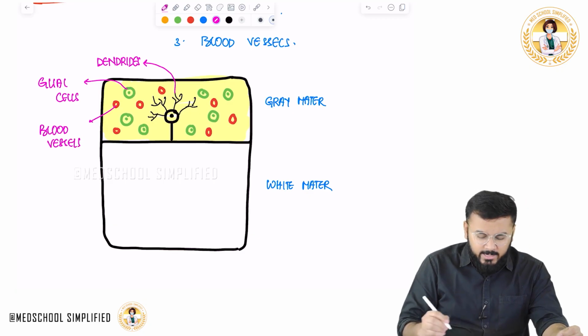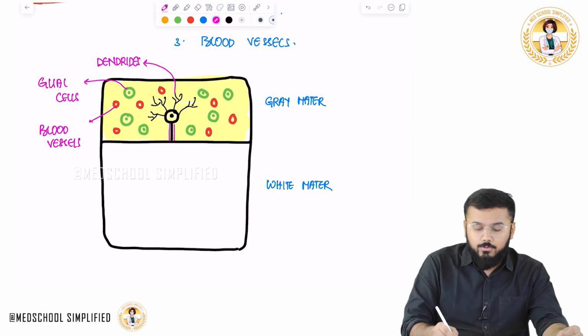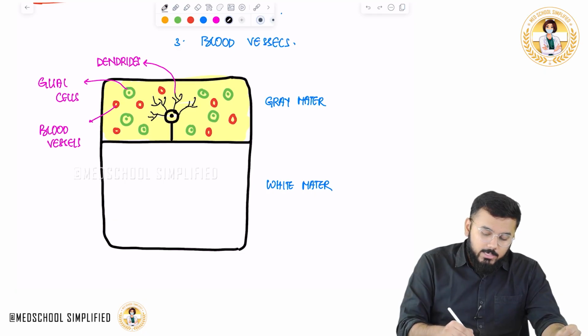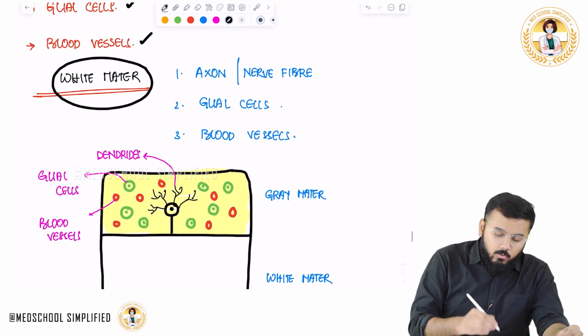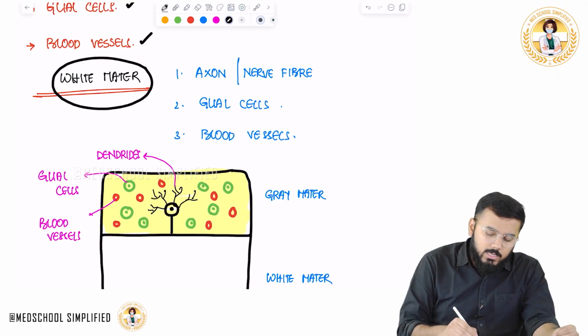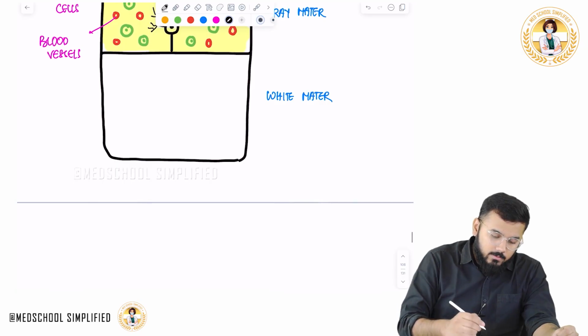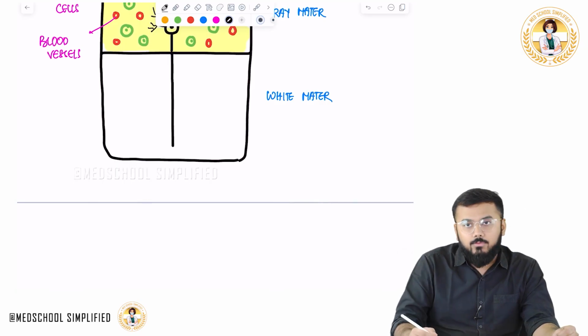And the next important thing is, what is this part called? This part is called the initial part of your axon. Now, next important thing is that if you go down, which means in the white matter, what are the structures you have got? You have got the remaining part of the axon or the nerve fiber, right? So let us see where the remaining part is. See, this is the remaining part of the axon or the nerve fiber.